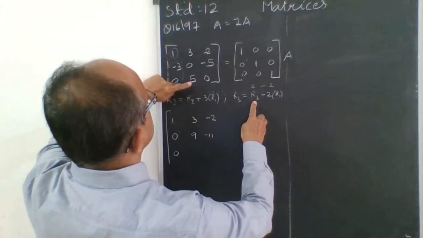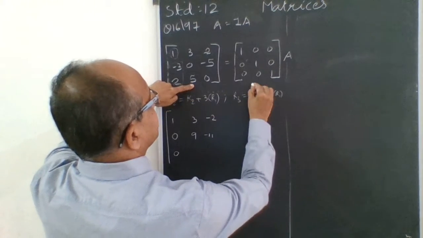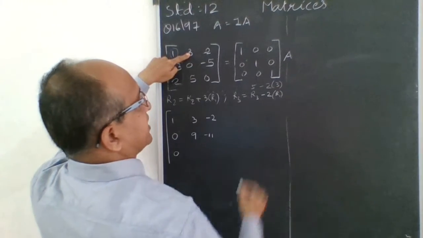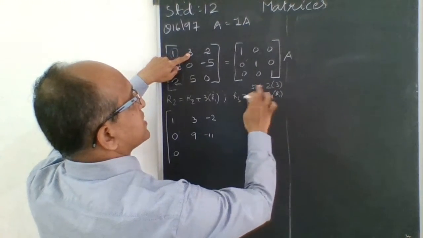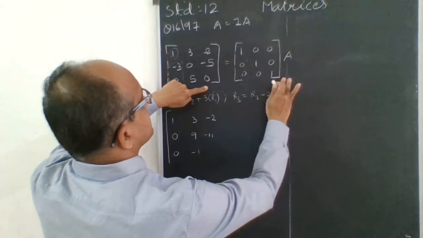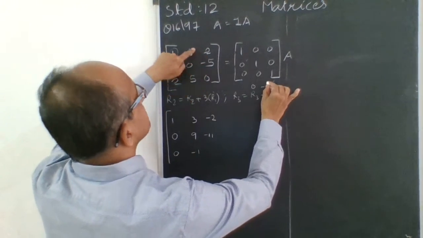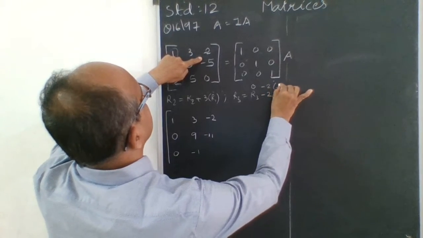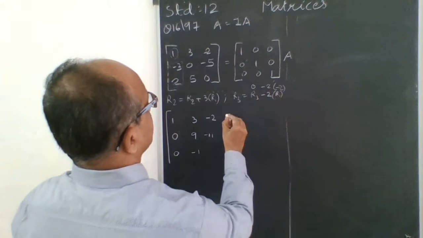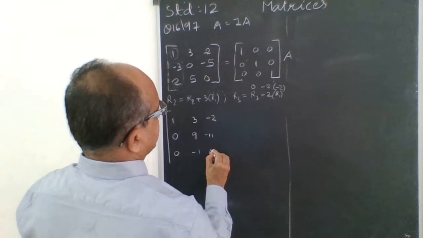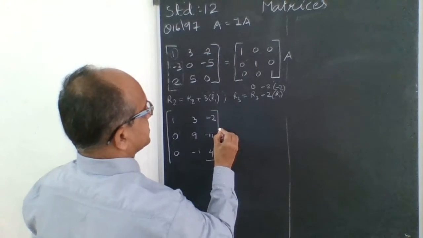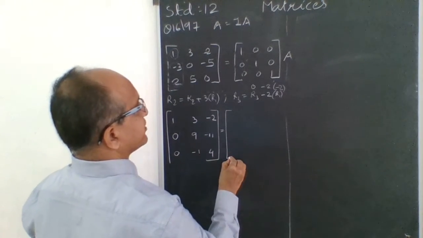Then this is second, that is 5 minus 2 into R1, that is 3. So 3 2s are 6, so we are getting minus 1. Then this 0 minus 2 into minus 2, so that is what? 4. Here we will get 4. So this is done. Same operation we are supposed to do with this also.